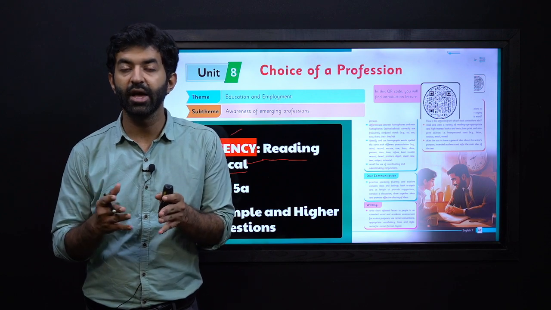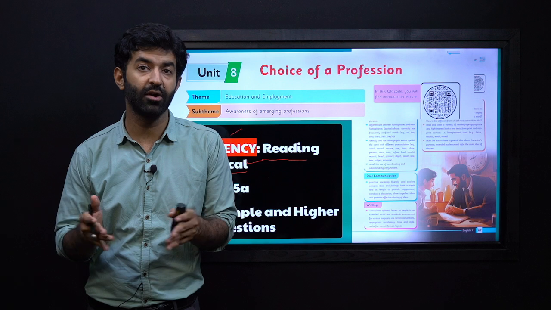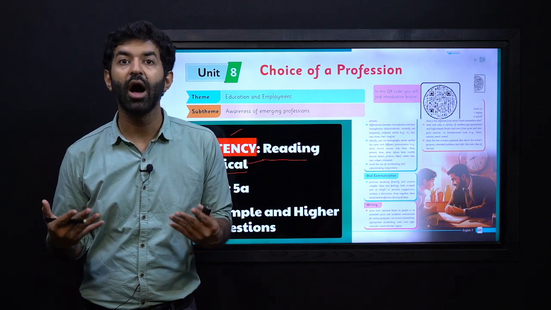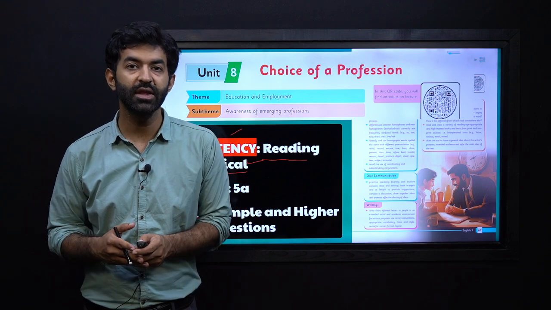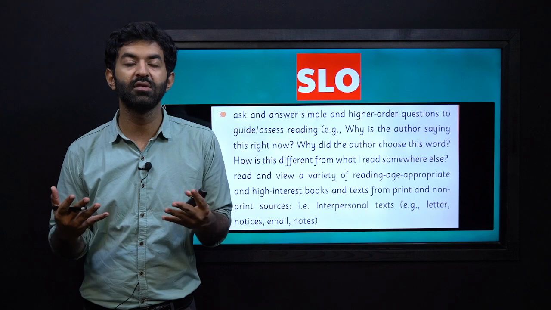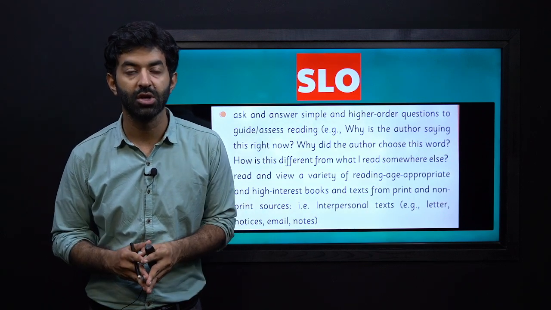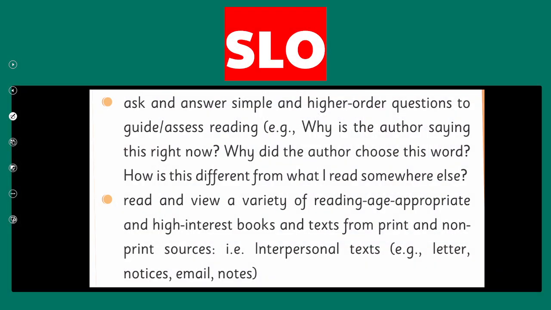And these questions can be either simple questions that you can easily find the answers of, or they can also be higher order thinking questions. So let's see what is the difference between these kinds of questions. How can we answer them after reading a passage? This is our student learning outcome. These are two merged into one lecture.